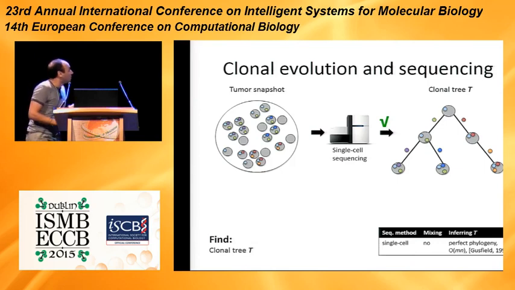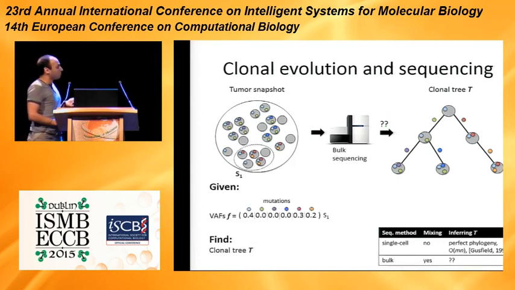But unfortunately, most of the data is obtained by bulk sequencing. And in bulk sequencing, your samples correspond to heterogeneous mixtures of cells. And this in turn corresponds to a heterogeneous mixture of vertices of this tree. So we're given variant allele frequencies, and we want to find a clonal tree T.